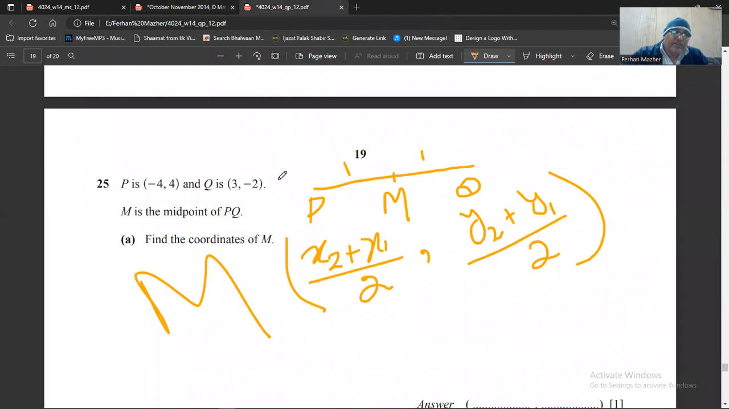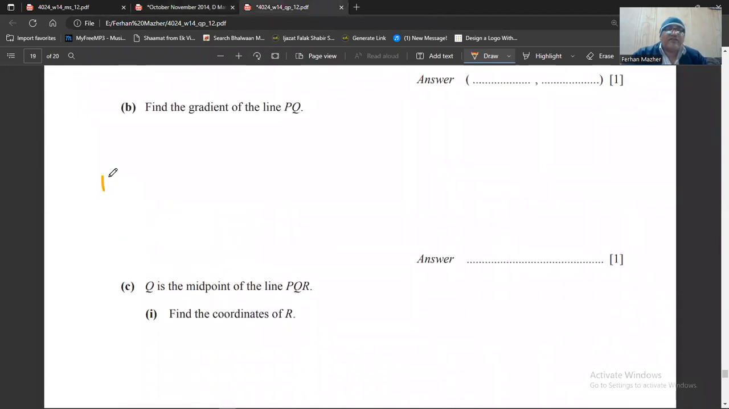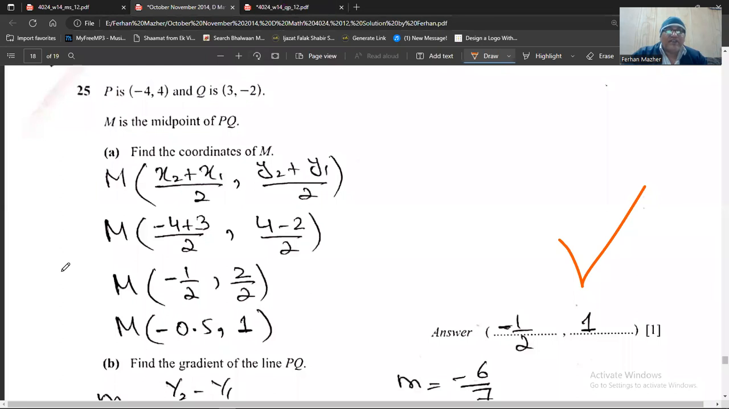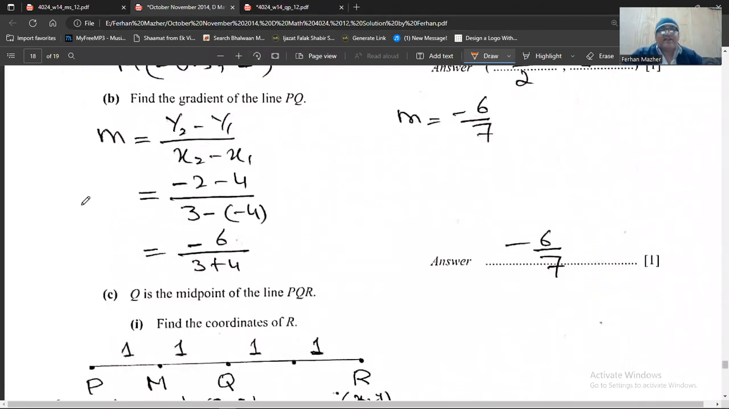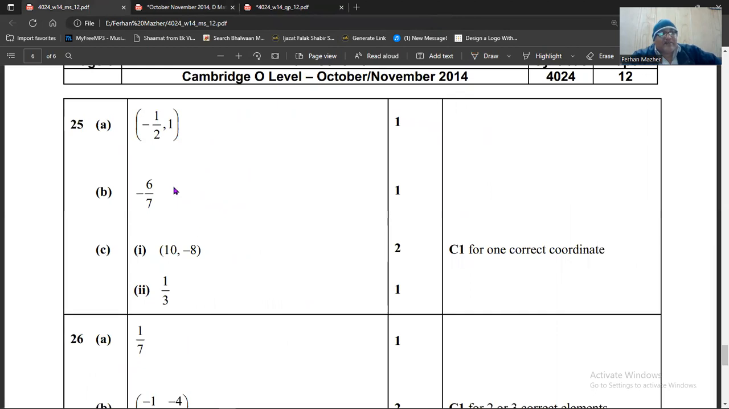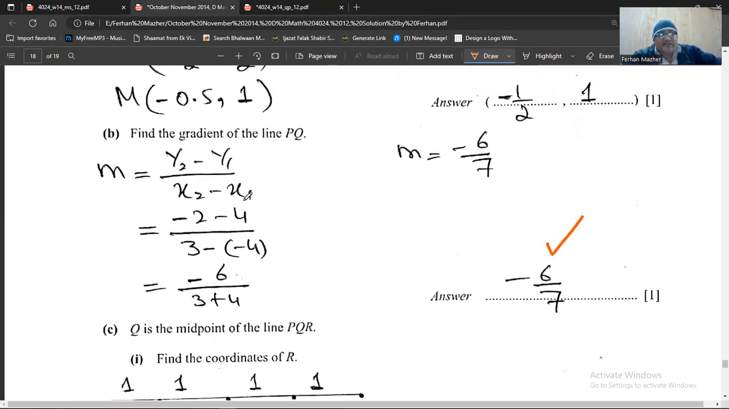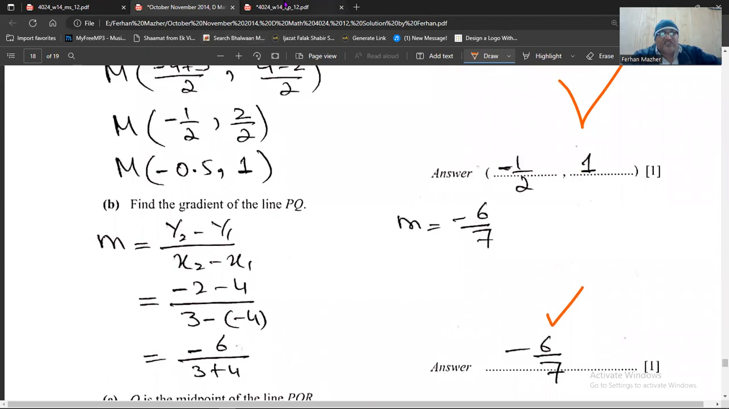Okay, then the question is find the gradient of the PQ. You know the coordinates of the PQ. You want to find the gradient. The formula is small m equals y2 minus y1 divided by x2 minus x1. That's the formula for the gradient. So we can find out very simply. So -2 minus 4 divided by 3 minus 4, and it will be -6 by 7. So that is the answer, -6 by 7. -6 by 7 is the right answer, sir. So this is how you do it.